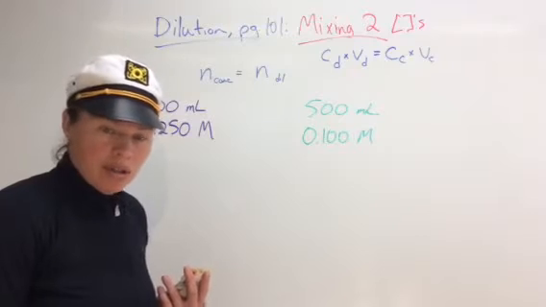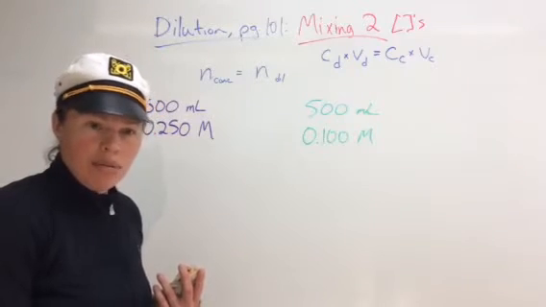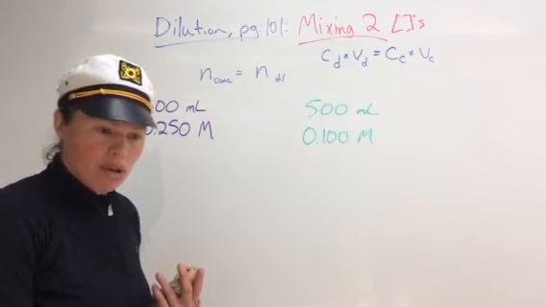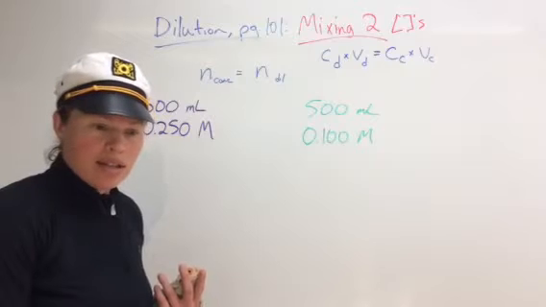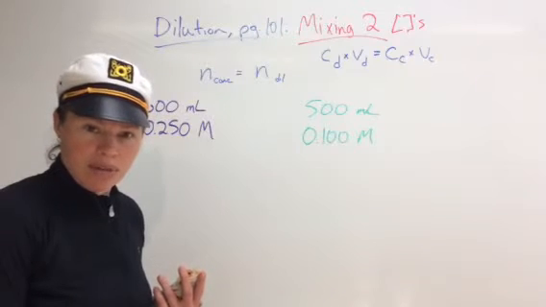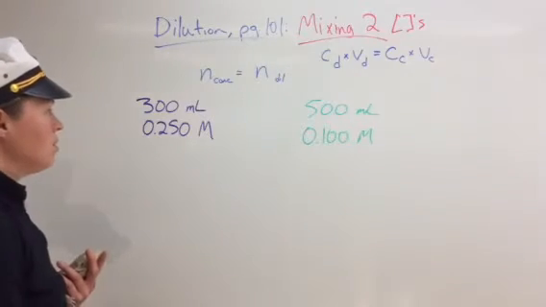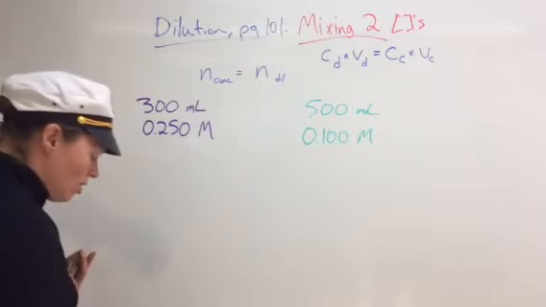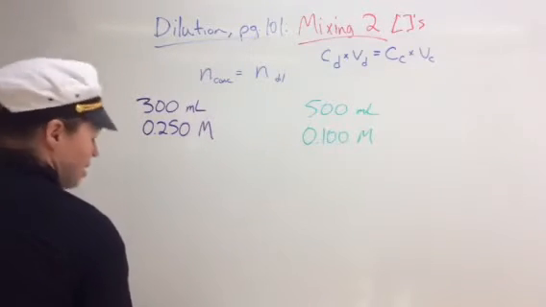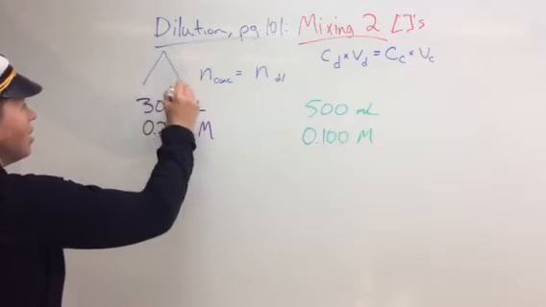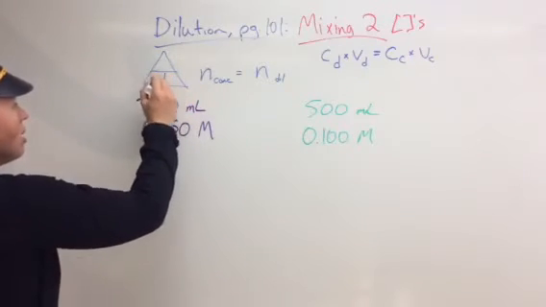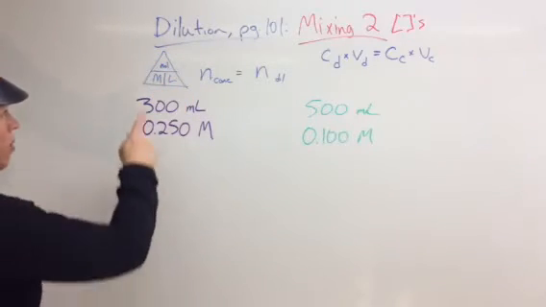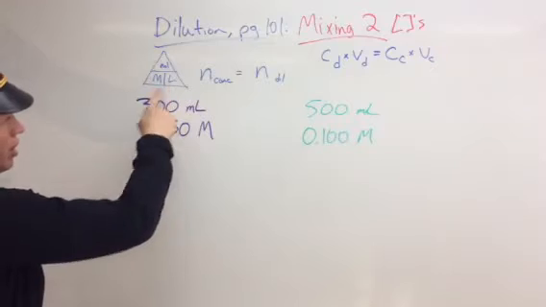What I want to know is, out of each of these concentrations, how many moles is there? Because what I really want in the end is my total moles over my total volume. And that's going to give me my concentration of my new substance. So all I have to do is take the volume and the molarity, and I know that because of my handy dandy little triangle here, or I could follow the units, either way, molarity is moles over liters. So if I want to find my moles, I multiply my molarity times my liters.